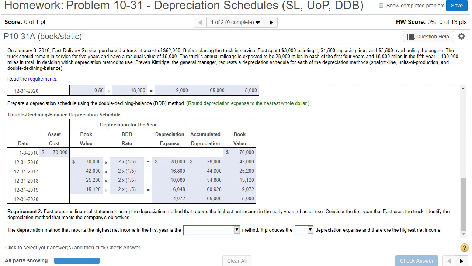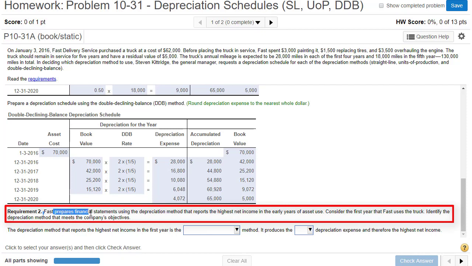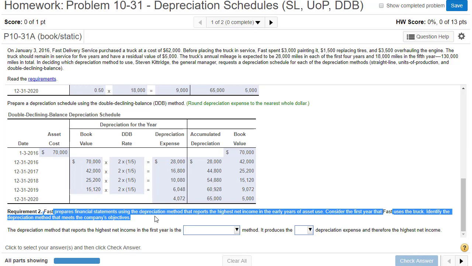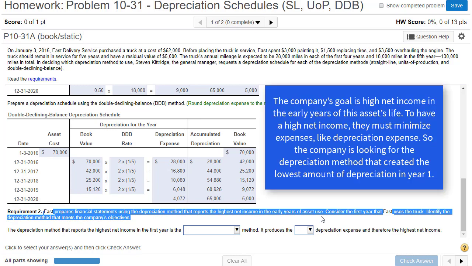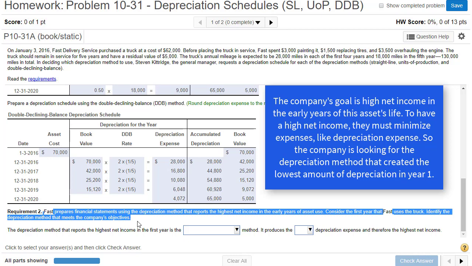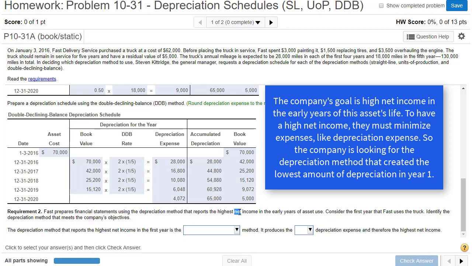So the last thing they're going to ask us is, it says FAST prepares, FAST is the name of the company, FAST prepares financial statements using the depreciation method that reports the highest net income in the early years. So their goal is to create the highest net income in the early years. It says consider the first year that FAST uses the truck. Identify the depreciation method that meets the company's objective. So if we want a high net income in the first year, do we want high depreciation expense or low depreciation expense? Well, we want low depreciation expense.